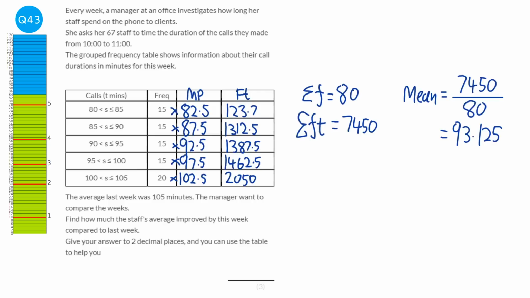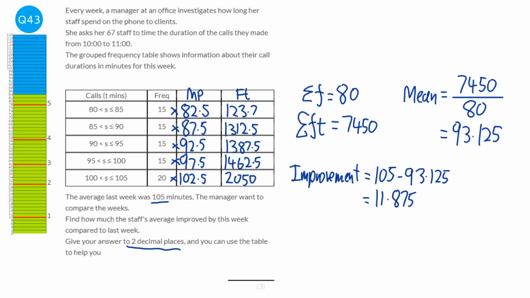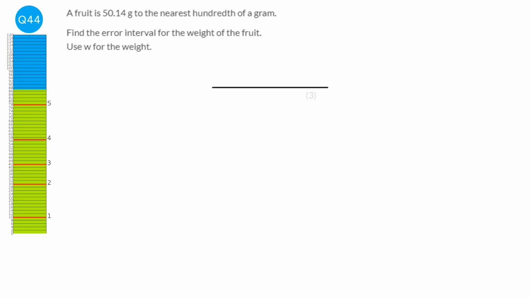made. So we're looking at subtracting the 93.125 away from the last week, which was 105. So we're looking for improvement. And we're going to do 105, take away the 93.125. And that's going to be 11.875. Now it does ask for 2 decimal places, so that will be 11.88.